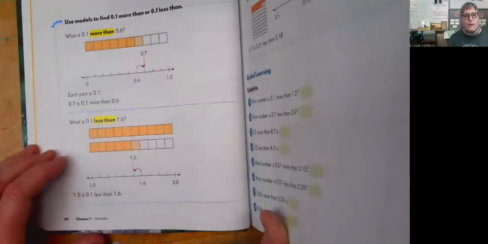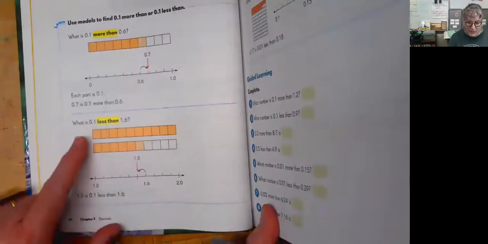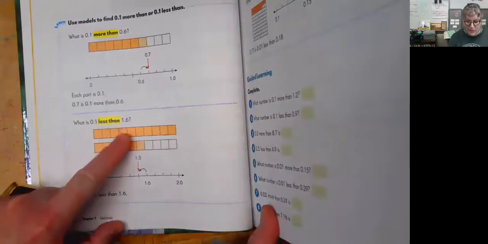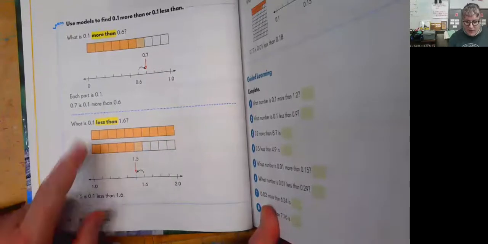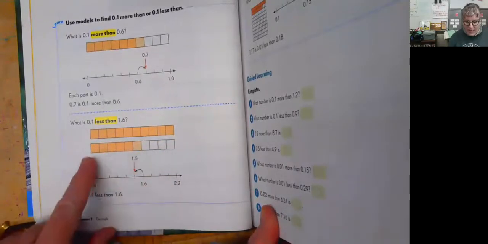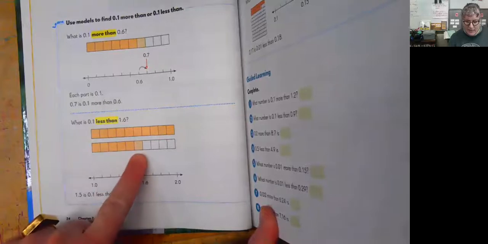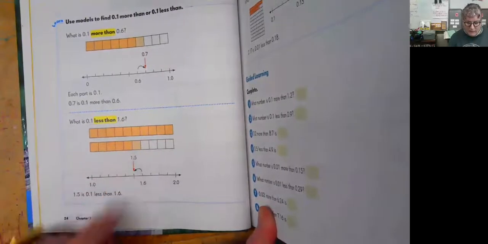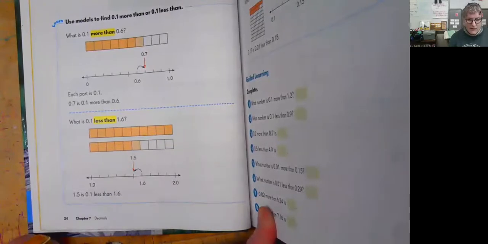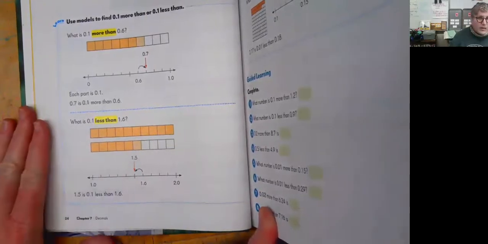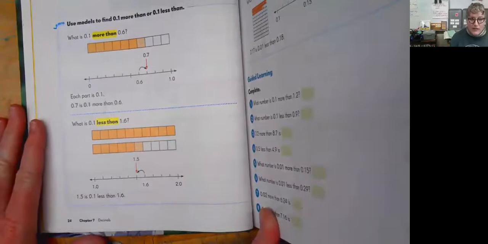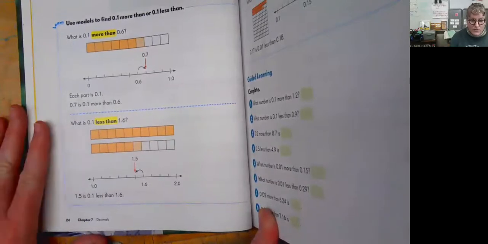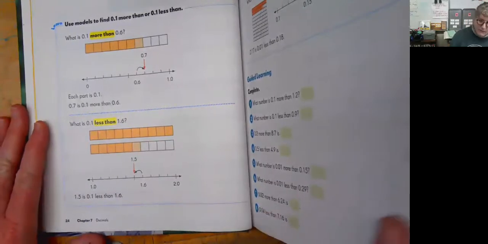And then we also have what is 1/10 less than 1 6/10. So if I have one whole rod and 6, and then I take one away from that, that's going to leave me with 1 5/10. Okay. So another way to do that is to just add and subtract them if you don't need to draw the pictures or draw a number line.